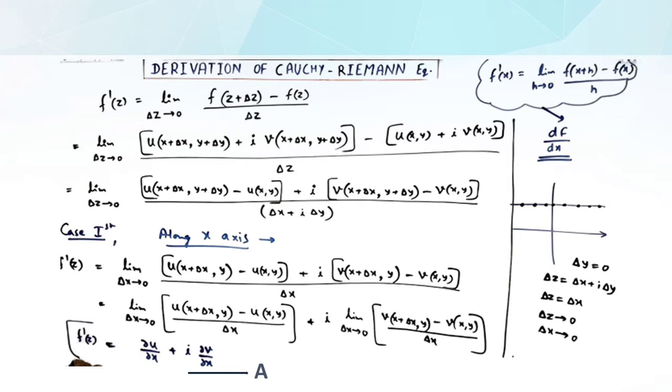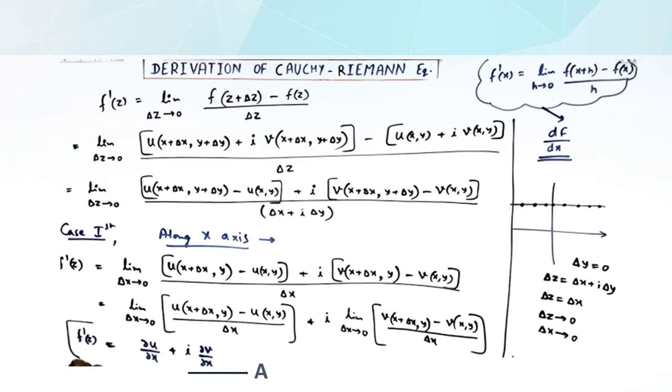Now we have got the differentiation with delta z tends to 0 for the equation in both x and y axis. Now we have to separate it along the x axis as well as along the y axis.